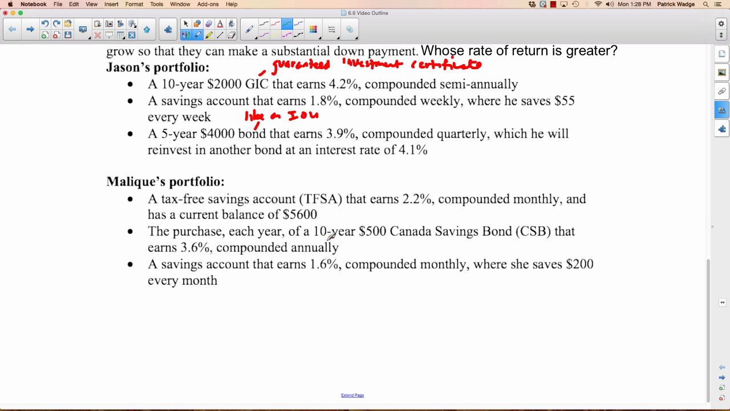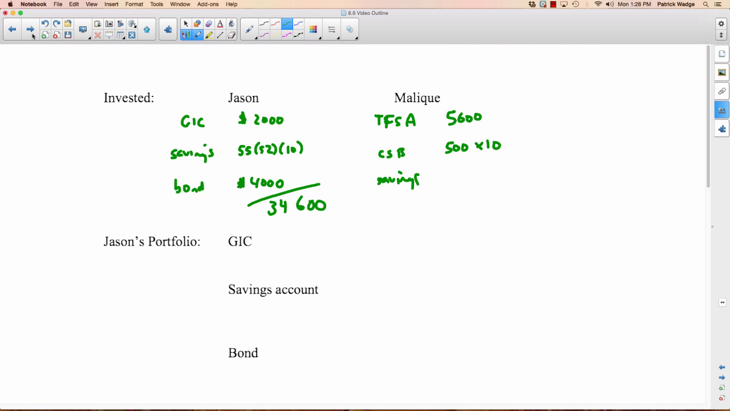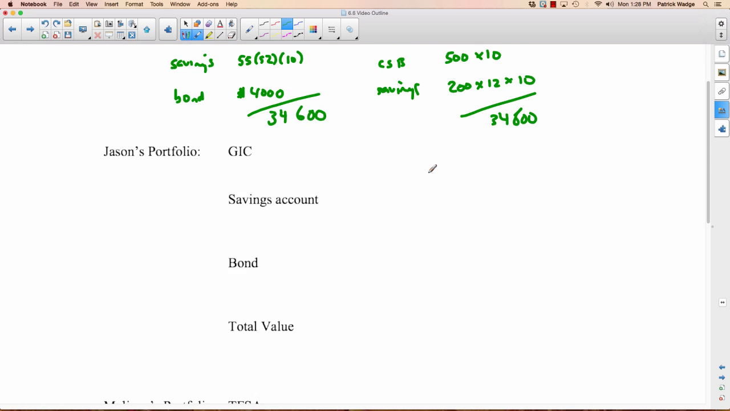And the savings account, she saves $200 every month. So $200 every month. There are 12 months in a year, and it is over 10 years. If you multiply and add all that, you'll get 34,600. What do you know? They've put exactly the same amount of money, invested the same amount of money in their investment portfolios. So now it's time to look at who's made the better decision.